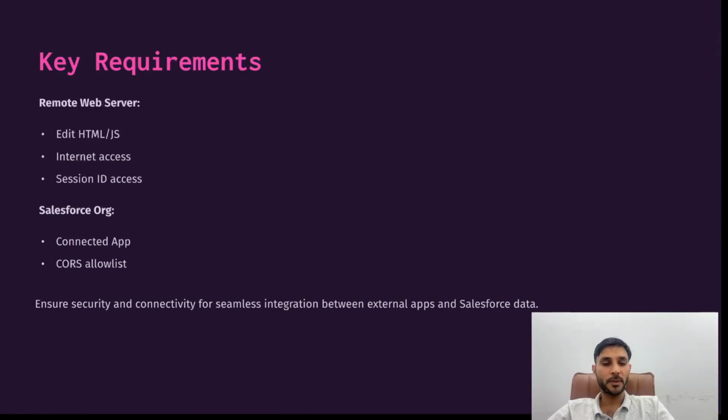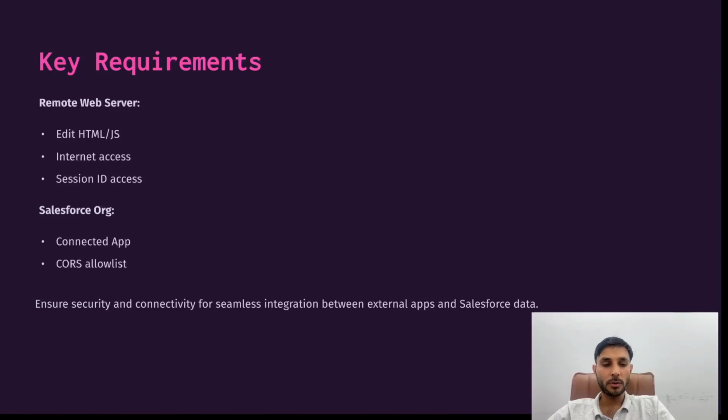Key requirements. These are 4 key requirements that we need to have before we start with Lightning Out. We need to have edit access to the third-party app, to edit the HTML or JS site, because we will be using that to embed the component into the website. We must have internet access because Salesforce is online. Session ID: if we are using authenticated access, we will need a session ID. We can make it dynamic using OAuth. That is the better approach and recommended by Salesforce.